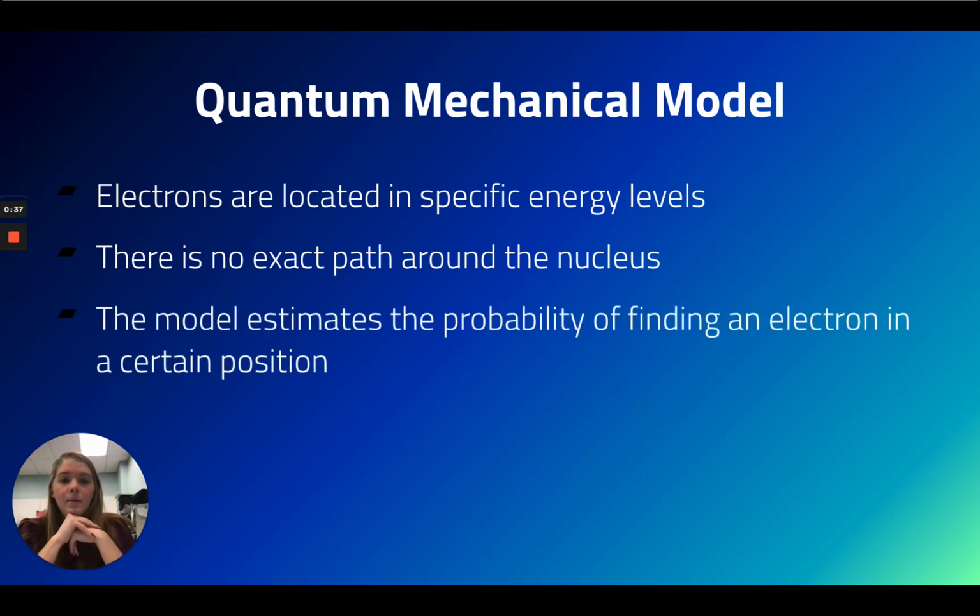Along with this, the quantum mechanical model estimates the probability of finding an electron in a certain position. So we can estimate where about an electron might be in its separate orbitals.